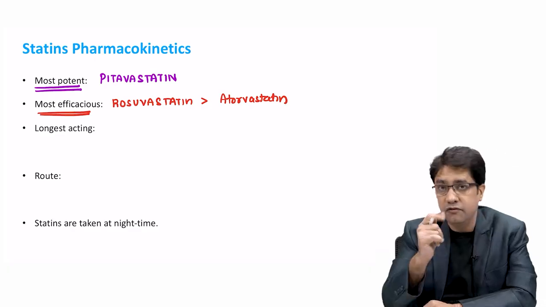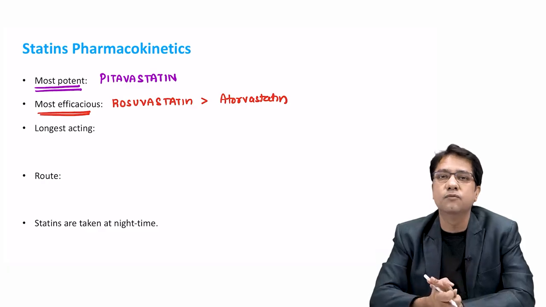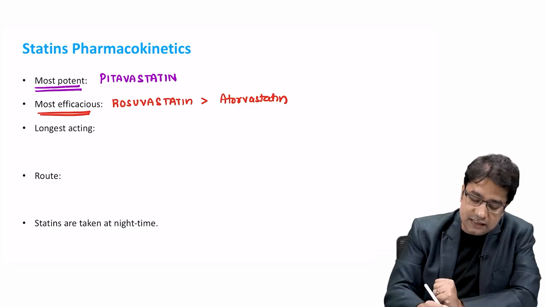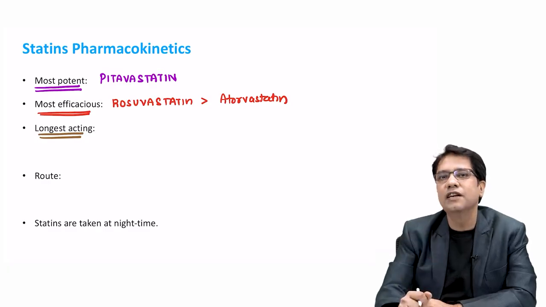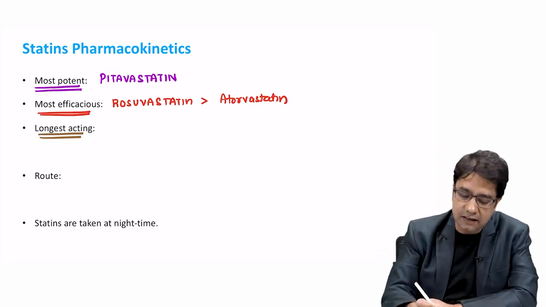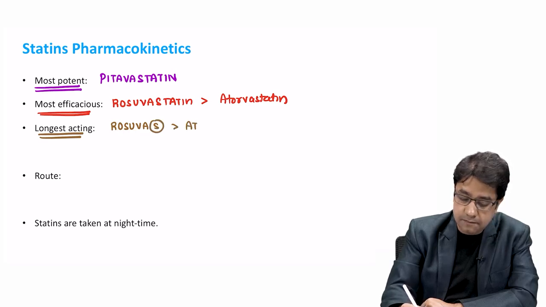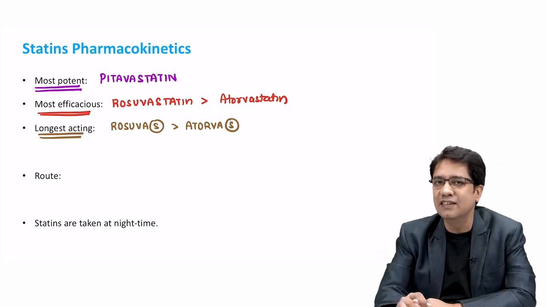So one question will be coming to your mind: sir, why are they most effective? Why are the others not most effective? The reason is very simple, because these statins are the longest acting statins. They keep on reducing blood lipid or LDL level. So again, the longest acting statins are rosuvastatin and atorvastatin. You must have seen that, most commonly as doctors, we prescribe these two statins only.